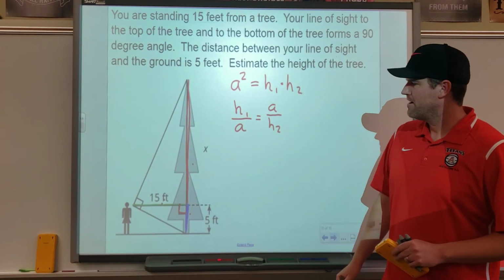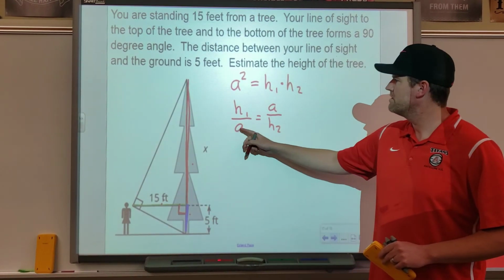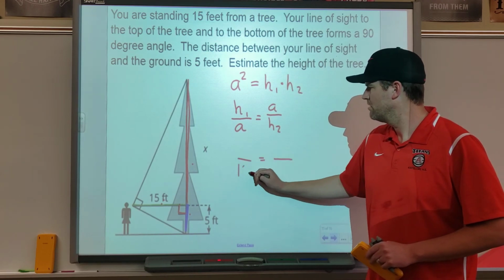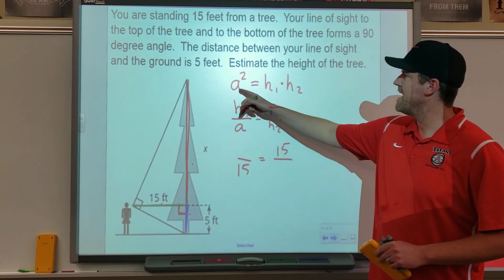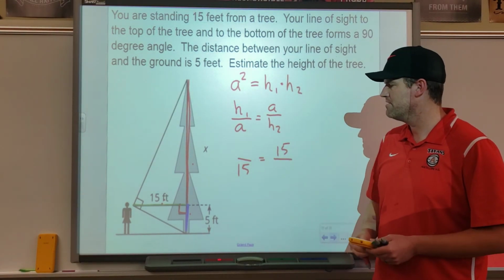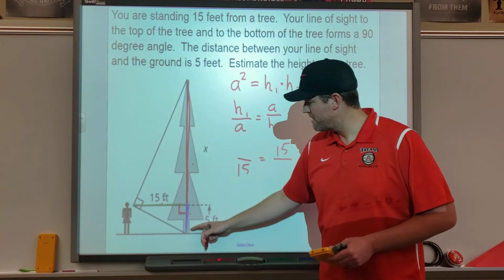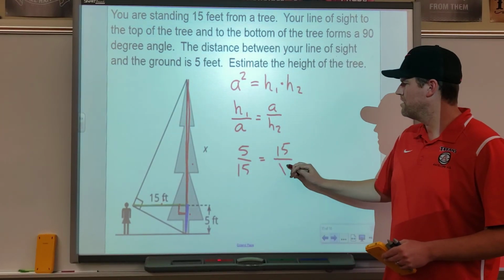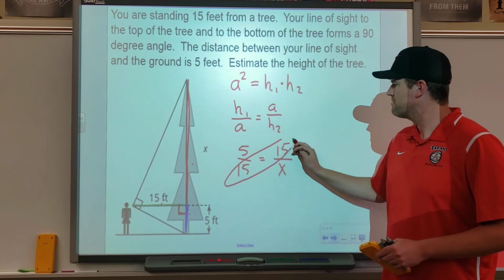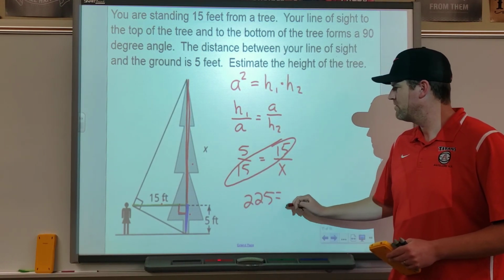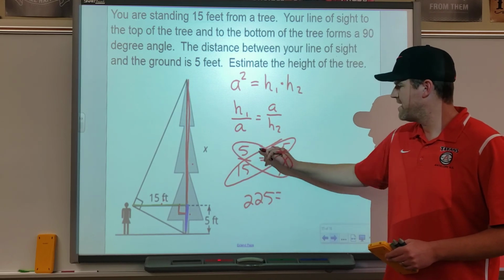Anyway, all right, so 15 is my altitude, so that's going to go in those two spots, which is why we really just get altitude squared, right? Because 15 times 15 is the altitude squared. And then my first part of my hypotenuse was 5. The second part I don't know. So I'm going to do 15 times 15, which is 225. And that is equal to 5 times x.